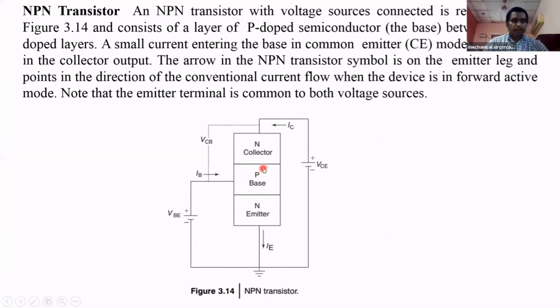It's already 10:50. I will explain the working of the transistor in the next class.